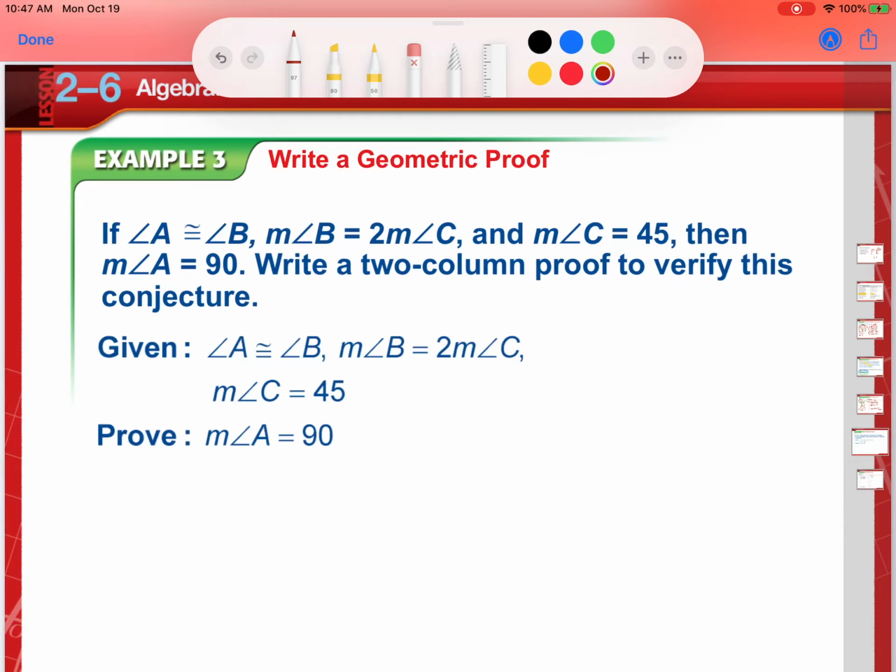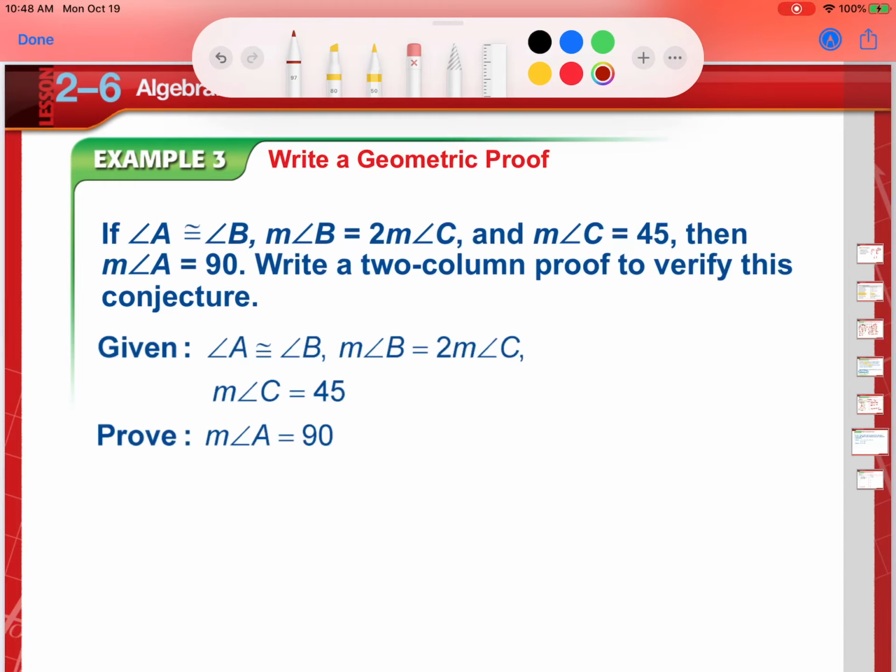So the last one is a geometric proof. So it's a little different than an algebraic proof because it focuses more on geometry than algebra, but we follow the same steps. So if angle A is congruent to angle B and angle B equals 2 times angle C, and the measure of angle C is 45, then the measure of angle A equals 90 degrees. Write a 2-column proof to verify this conjecture.